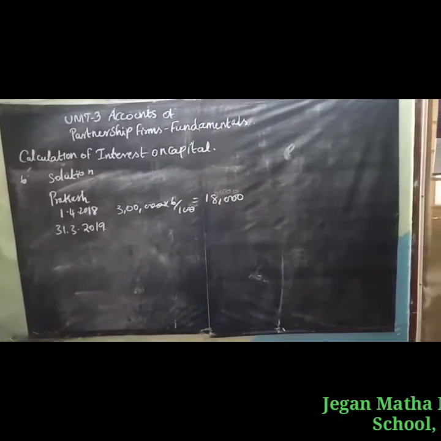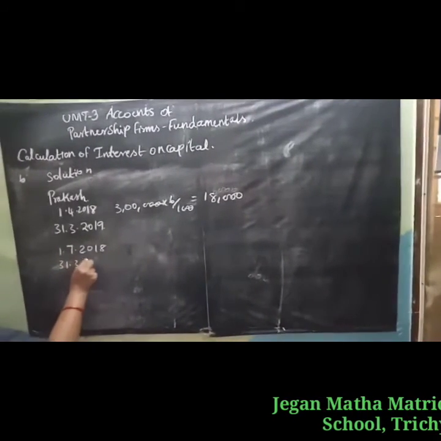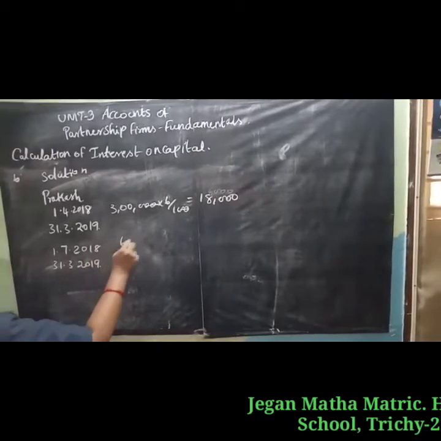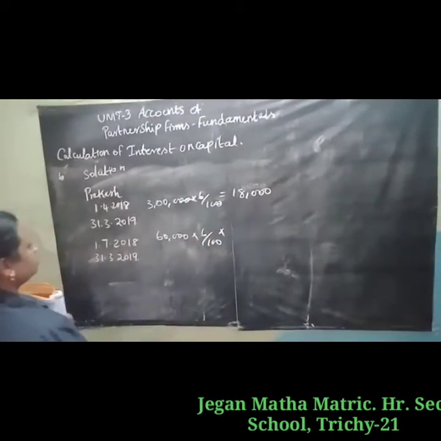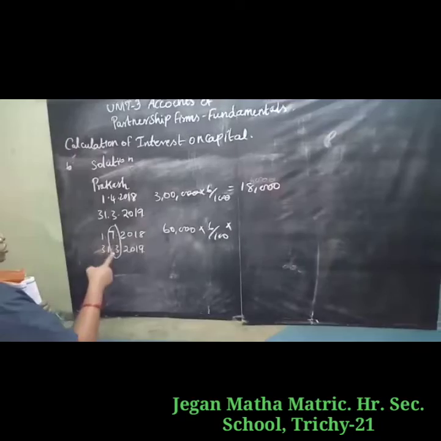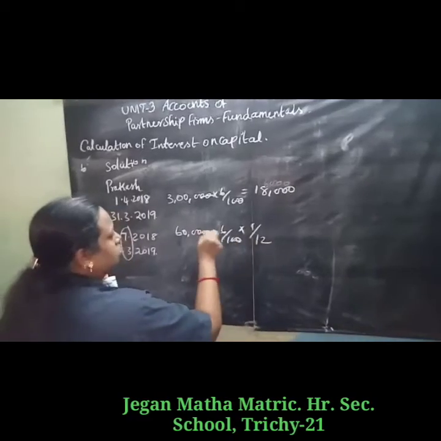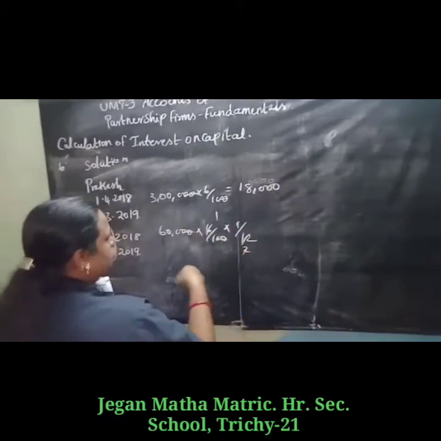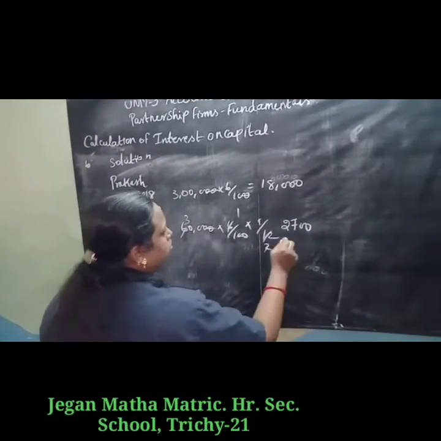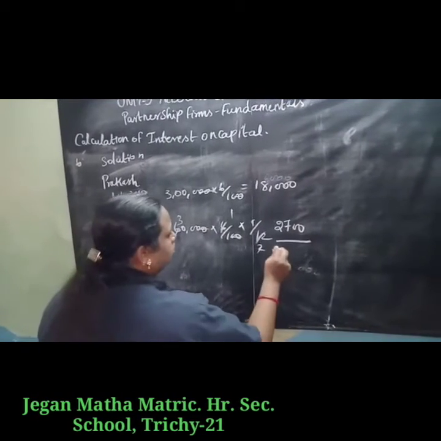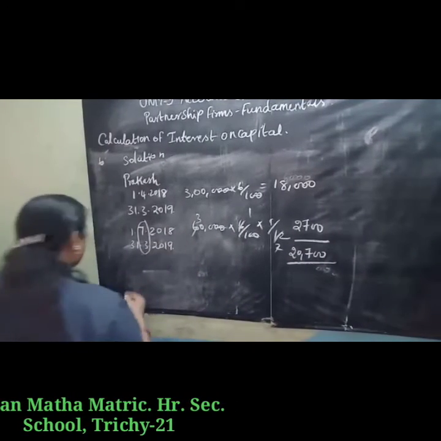So date 1st July 2018 to 31st 3/2019. He brought capital 60,000. 60,000 into 6 by 100 into, between July and March it is 9 months, so 9 by 12. 1 6 are 6, 2 6 are 12, 1 2 are 2, 3 2 are 6. So the answer is 2,700. So total interest on capital for Prakash is 20,700.